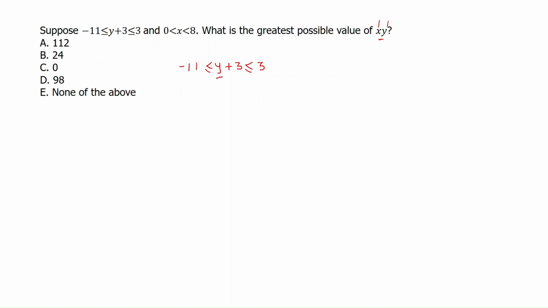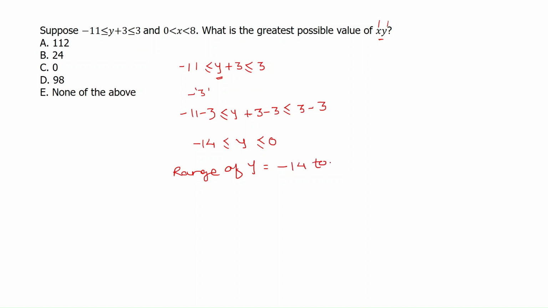If we want to isolate y, we will subtract 3 from each term. So minus 11 minus 3 less than or equal to y plus 3 minus 3 less than or equal to 3 minus 3. After simplification it will be minus 14 less than or equal to y less than or equal to 0. So what is the range of y? It's minus 14 to 0, both inclusive.